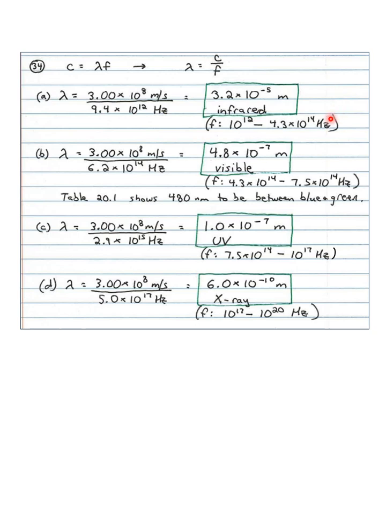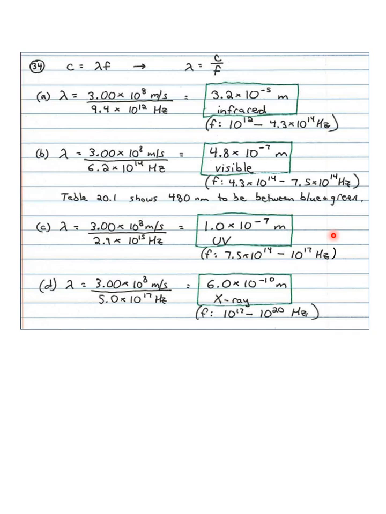For question B, it says 6.2 times 10 to the 14th hertz. And so we'll use the same equation. We get a wavelength of 4.8 times 10 to the negative 7 meters. And we look in the chart and we see that this falls in the visible realm, which is between 4.3 times 10 to the 14th and 7.5 times 10 to the 14th. So that's visible light. And by the way, there's also in the book, table 20.1 shows that specifically this wavelength, 480 nanometers, is actually between blue and green.